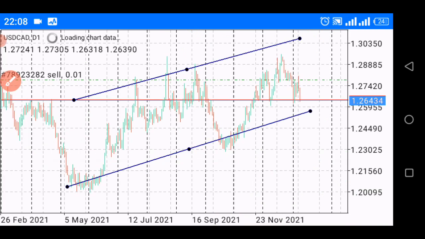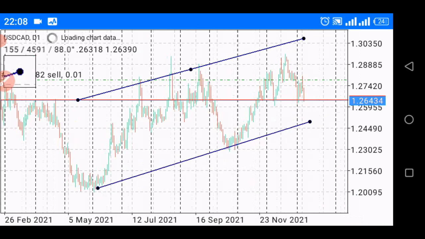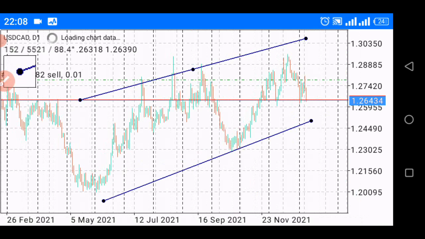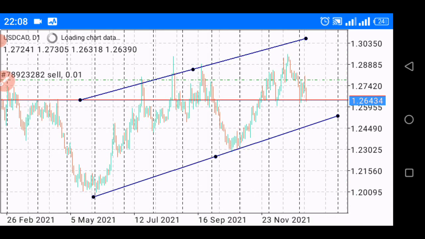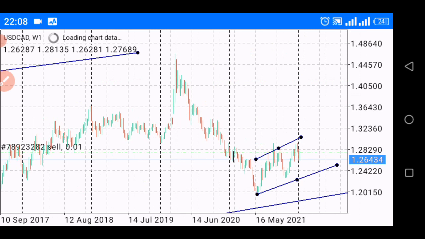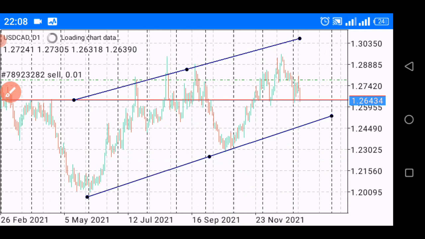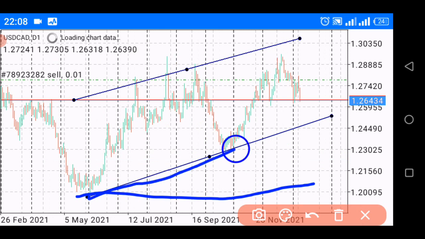So let's check it in 1 hour, in daily. Do you see this movement here? The movement here is really a flag pattern in the weekly chart and in the monthly chart, but in the daily chart we are having a channel, price going up.